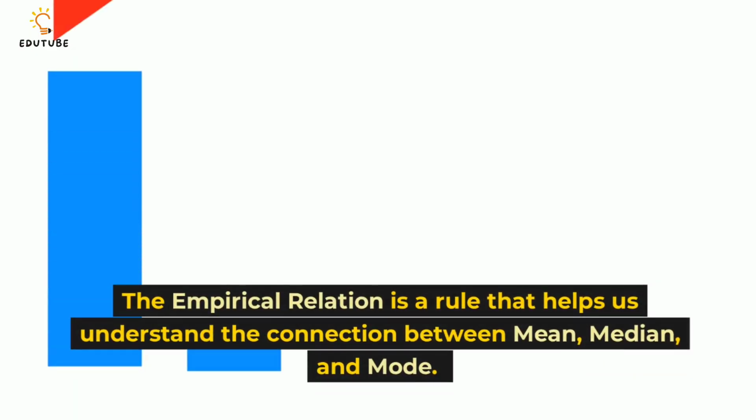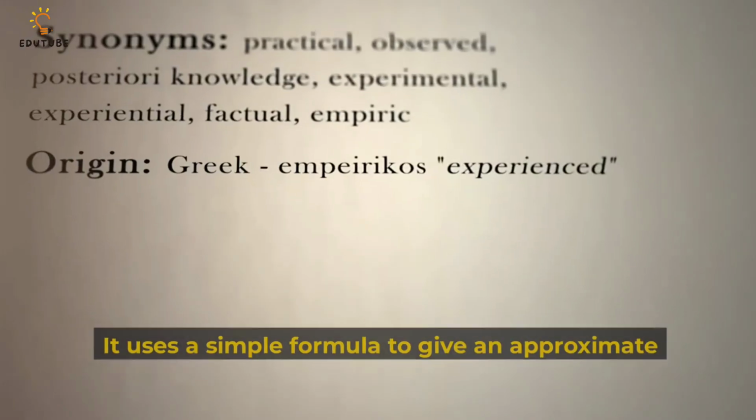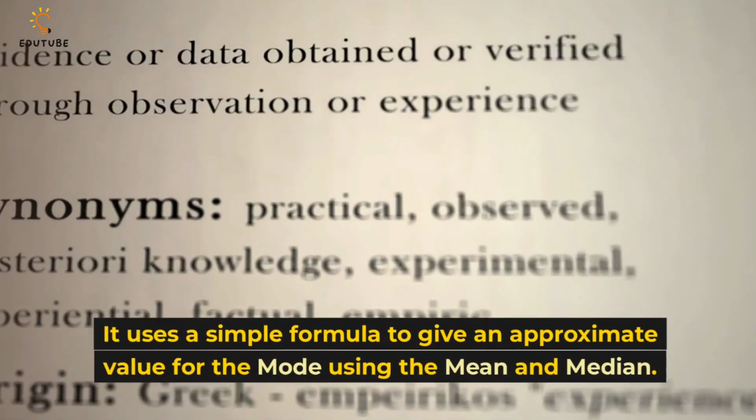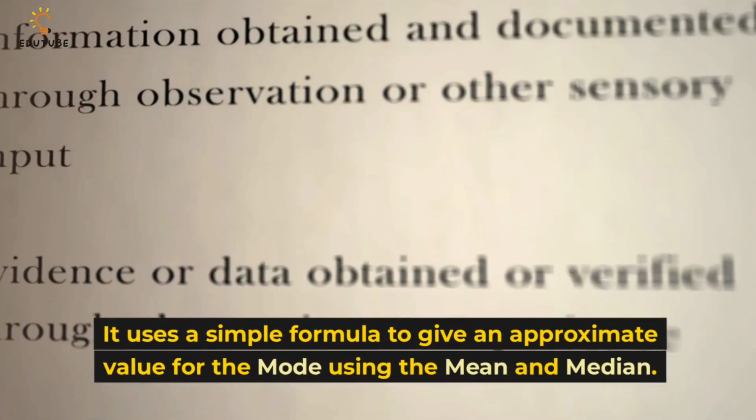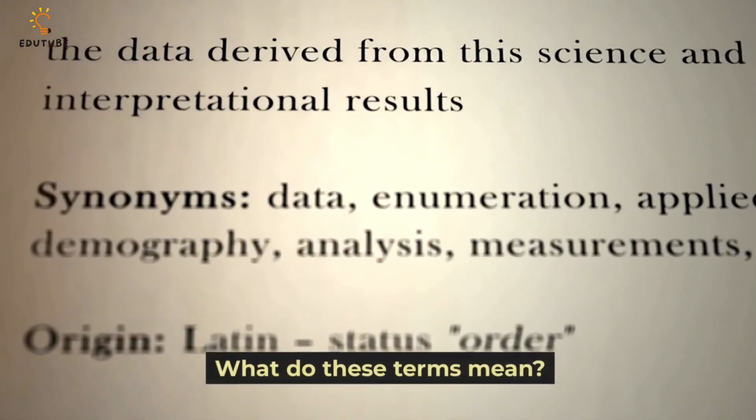2. Empirical relation. What is the empirical relation? The empirical relation is a rule that helps us understand the connection between mean, median, and mode. It uses a simple formula to give an approximate value for the mode using the mean and median. Here's the formula. Mode = 3 x median - 2 x mean.